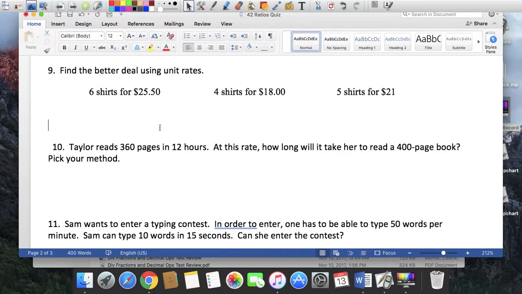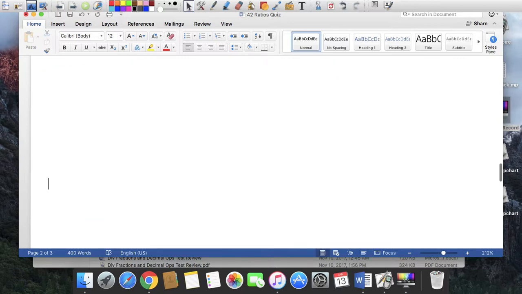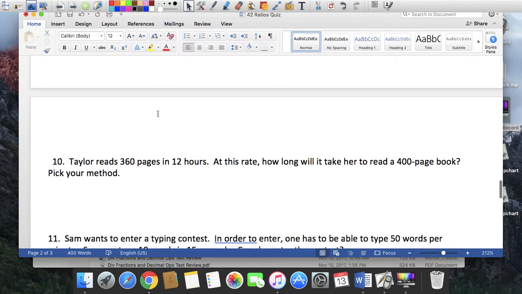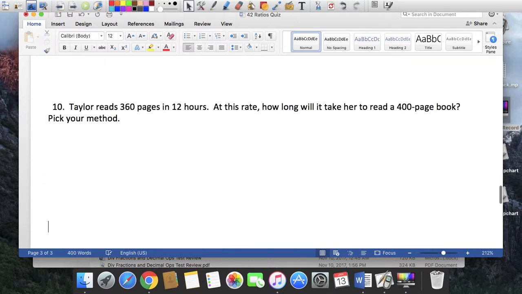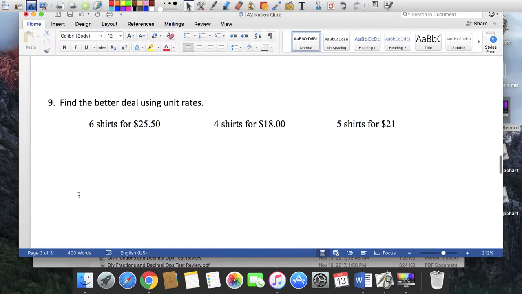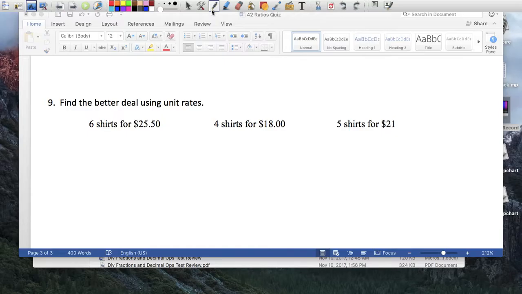Nine. Find the unit rate. So find the better bill. So it's actually telling you to use the unit rate. Okay? So it's not like you have a choice. So you need to show me the unit rate. So I'm going to take each of them and write it as a fraction. So I'm going to take the first one, 25, and I'm going to take off points if you don't write the units.